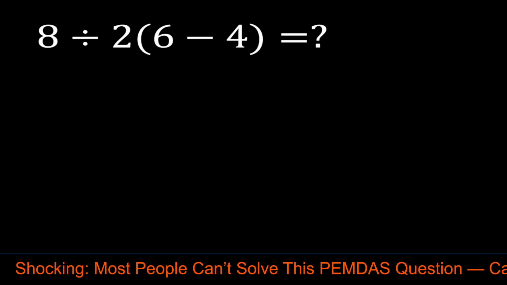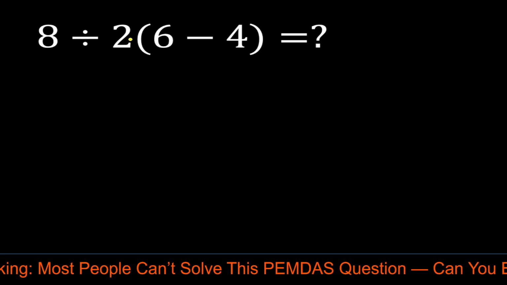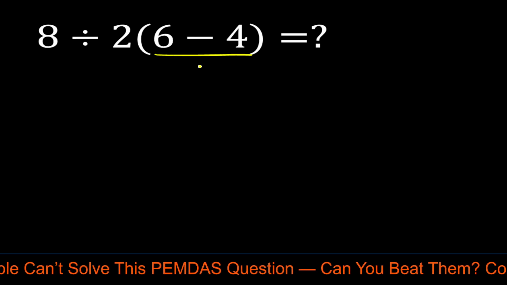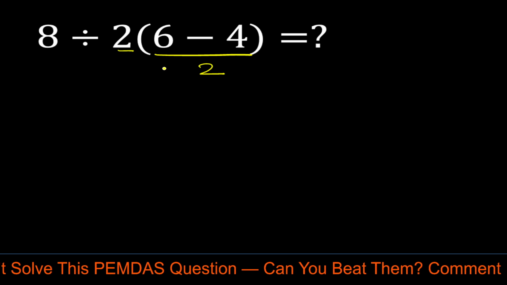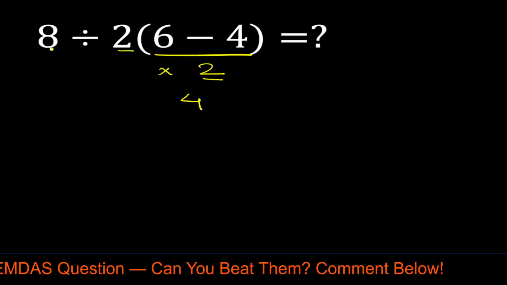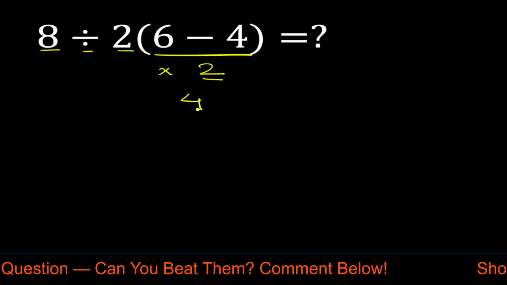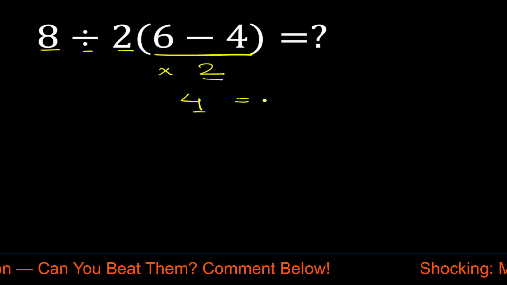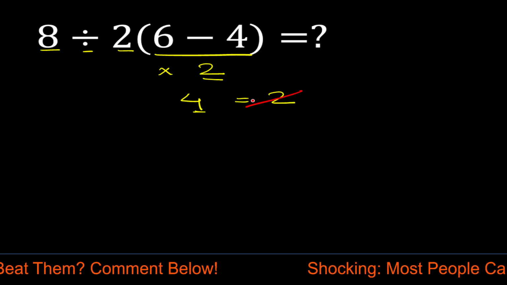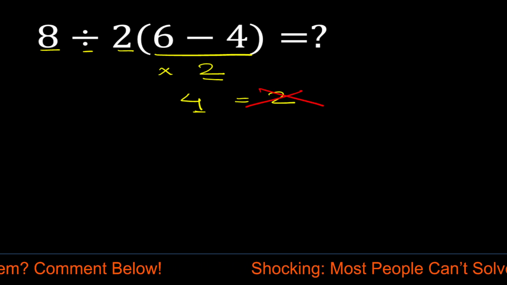So most people solve this question like 6 minus 4. So 6 minus 4 is equal to 2, right? Now 2 times 2. So 2 times 2 is equal to 4, right? So now 8 divided by 4. So 8 divided by 4 is equal to 2, right? But this answer is not correct. This answer is completely wrong.